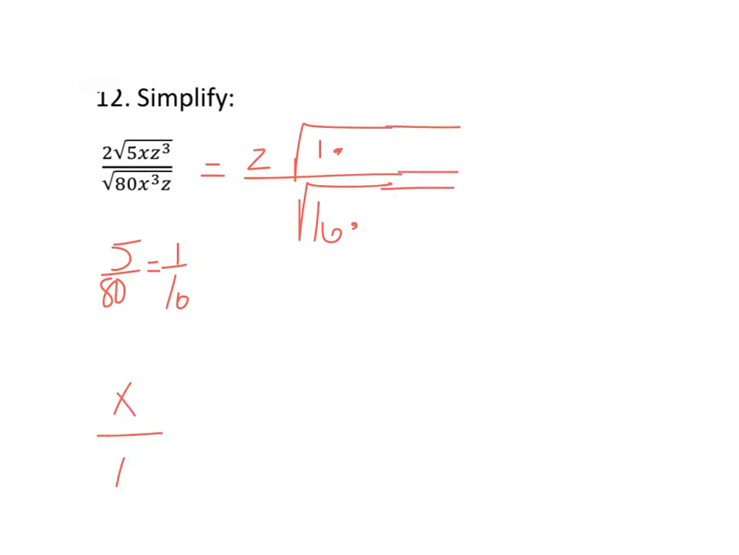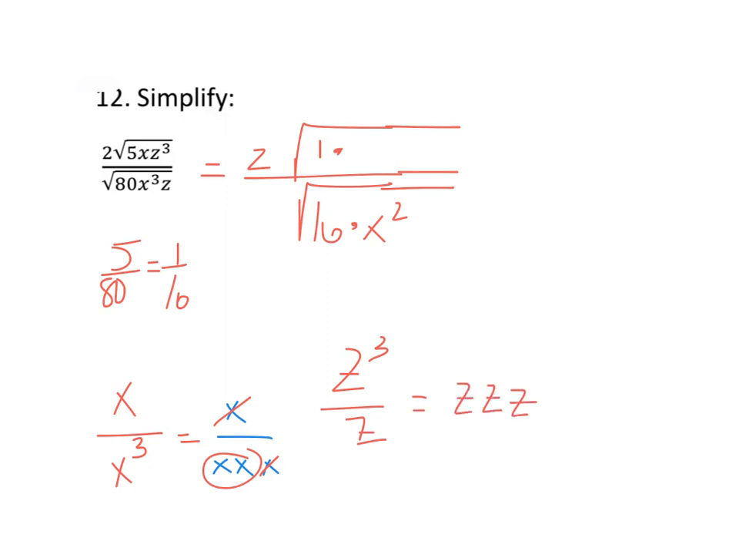The x over x cubed. Now, there's more than one way to think about it, but theoretically, there's only one x up here and 3 x's down here. So what happens is you can cancel this one out and this one out. You're left with 2 x's on the bottom, which becomes x squared. Okay. And then do the same thing with the z's. So z cubed over z, and same idea. There are 3 z's on top and 1 z on bottom, which cancels this out, which means there's only 2 z's left on top.